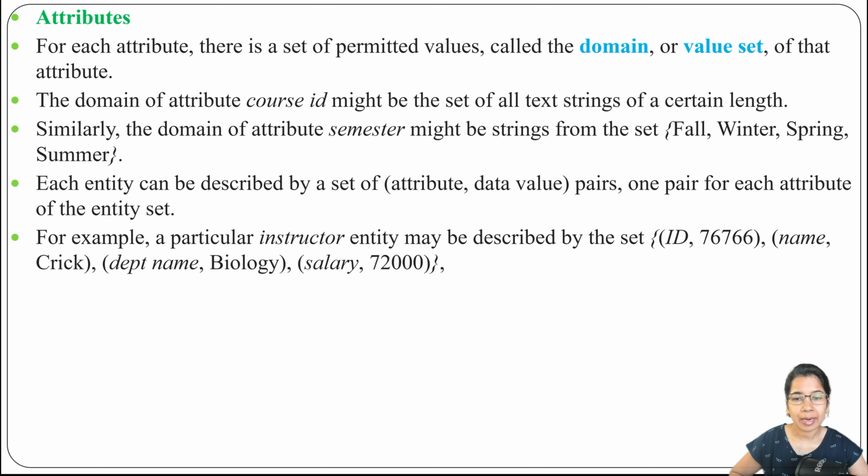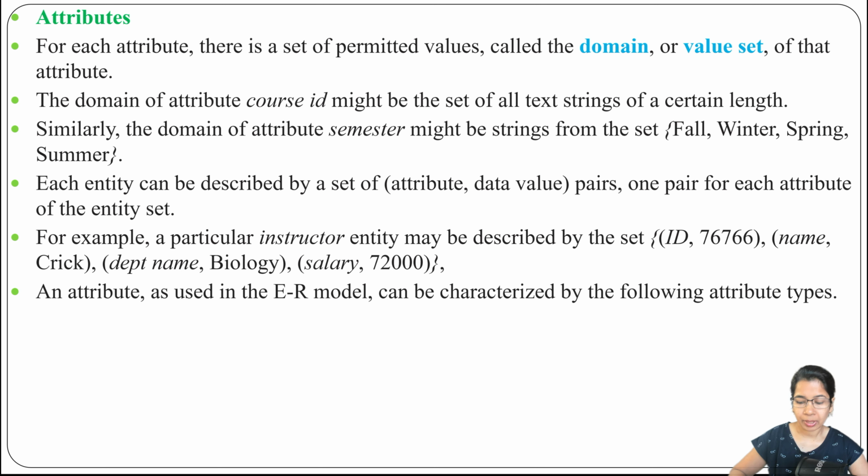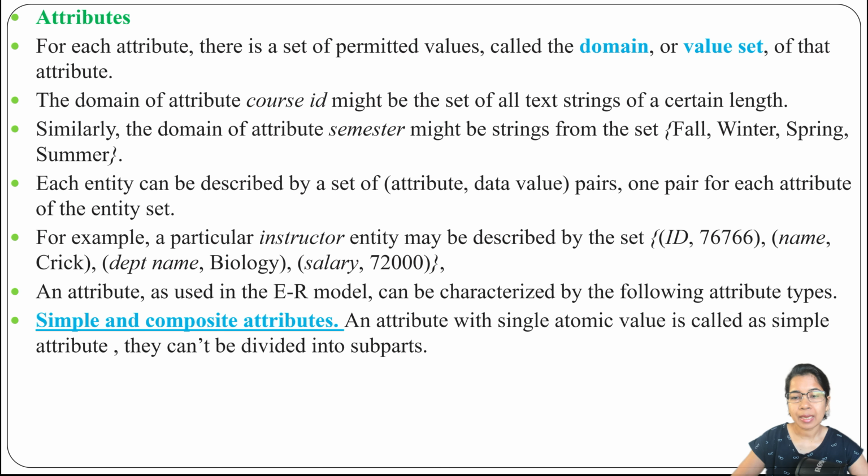There are different attribute types in the ER model. First one is simple and composite attribute. If for one attribute there is an atomic value, it's a simple attribute. If it is a composite value, meaning a combination of two or three values, then it's composite. So an attribute with a single atomic value is called a simple attribute.